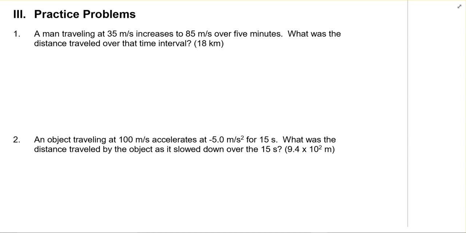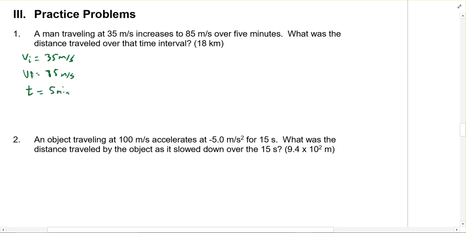So I'm going to write down what I know. I'm going to say VI, I like VI better, I'm just used to it. V1's fine though. VI is equal to 35 meters per second. VF is equal to 85 meters per second. Time is equal to 5 minutes.